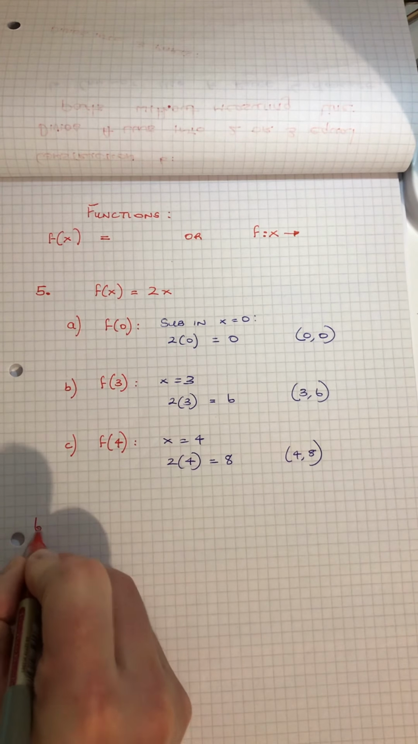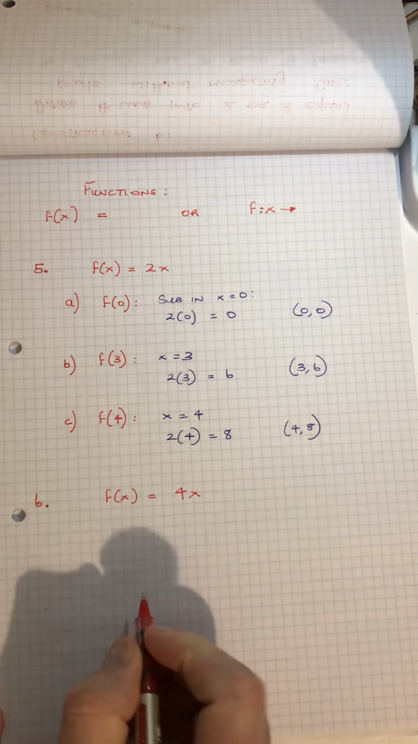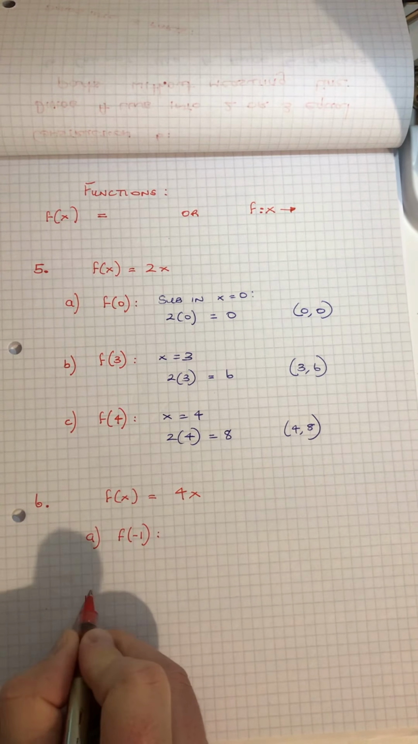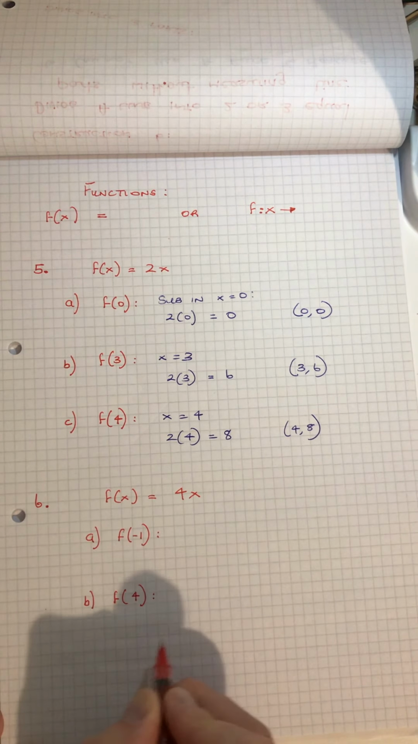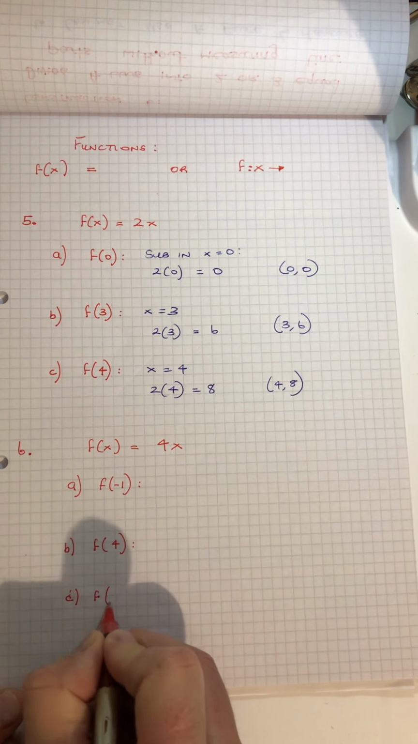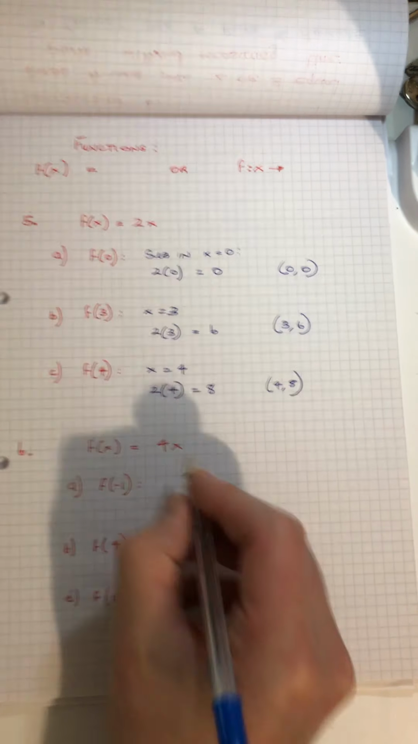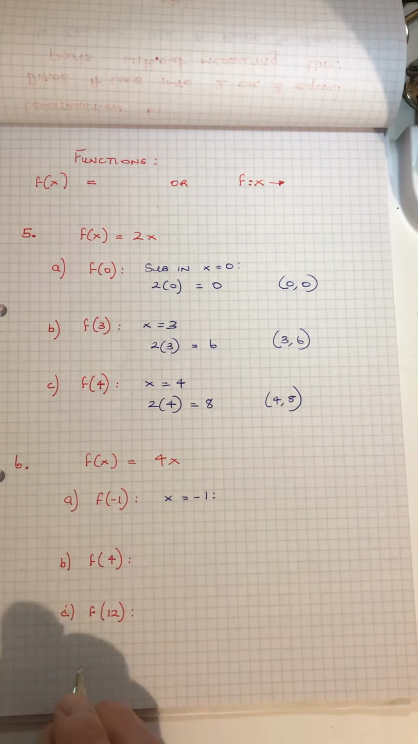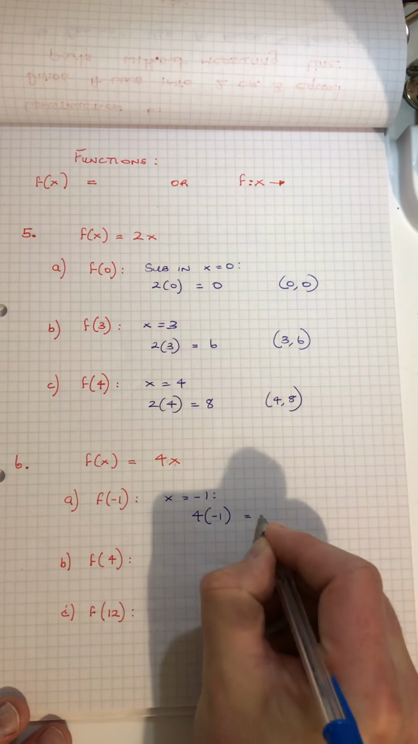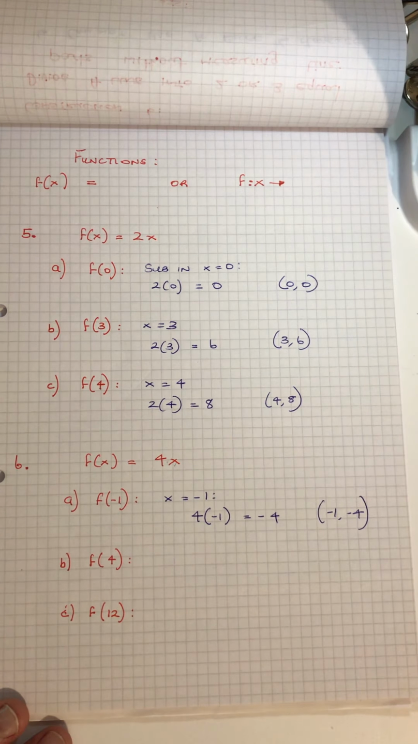Similarly for question 6. Question 6, the function f of x is equal to 4 times x. And we're asked to find f of minus 1, f of 4, and finally f of 12. So in this case here, with f of minus 1, x is equal to minus 1. So replace x with minus 1. So 4 times minus 1 is minus 4. So minus 1 and minus 4.